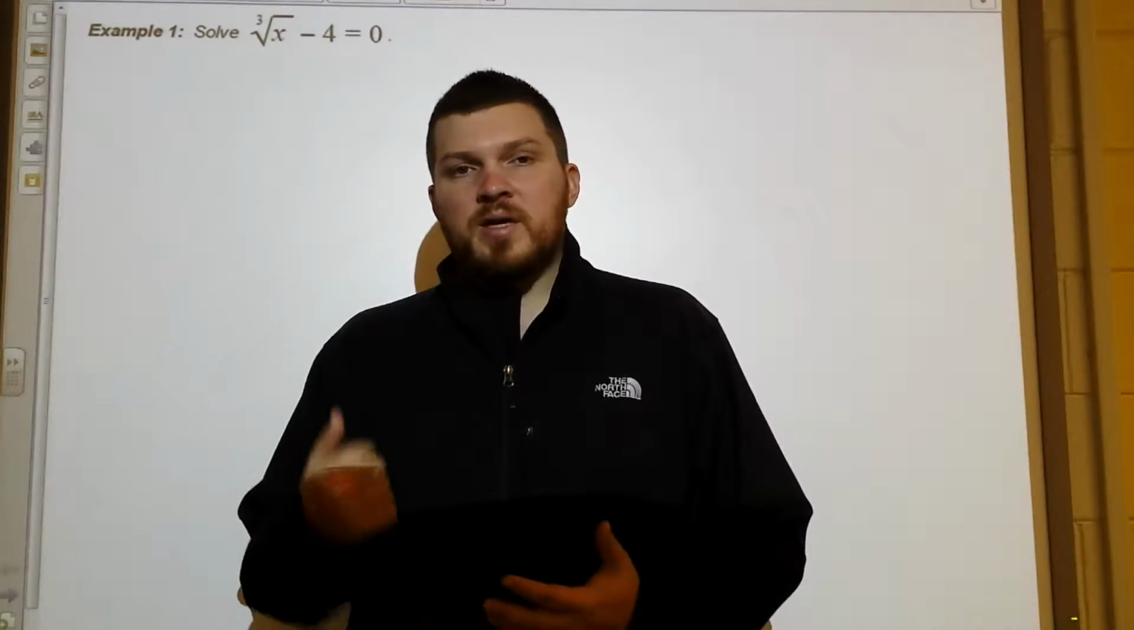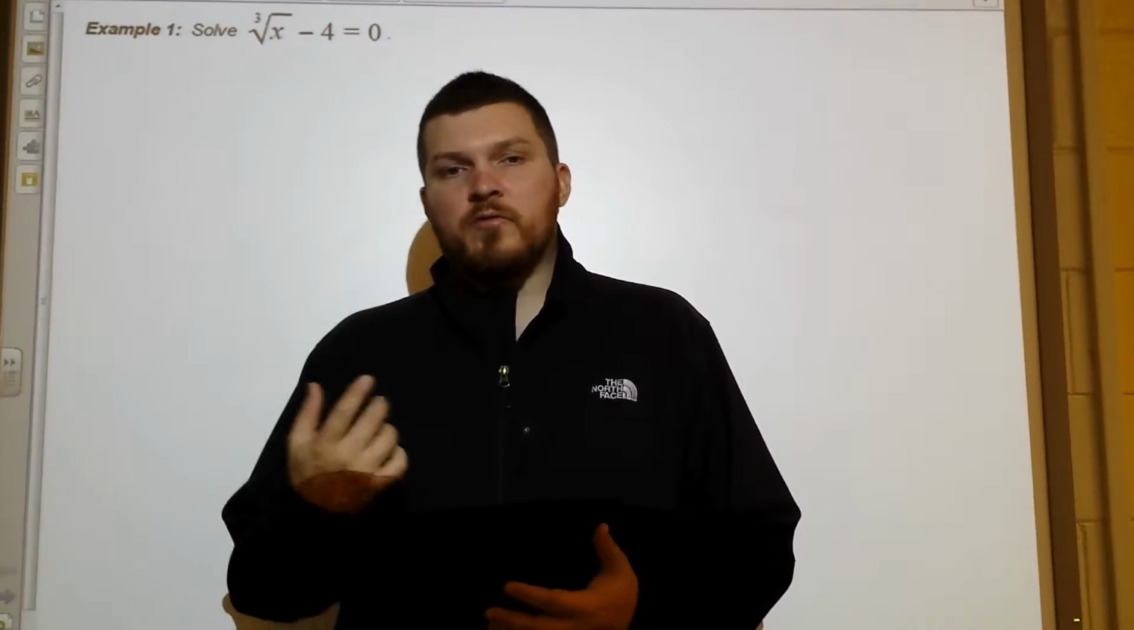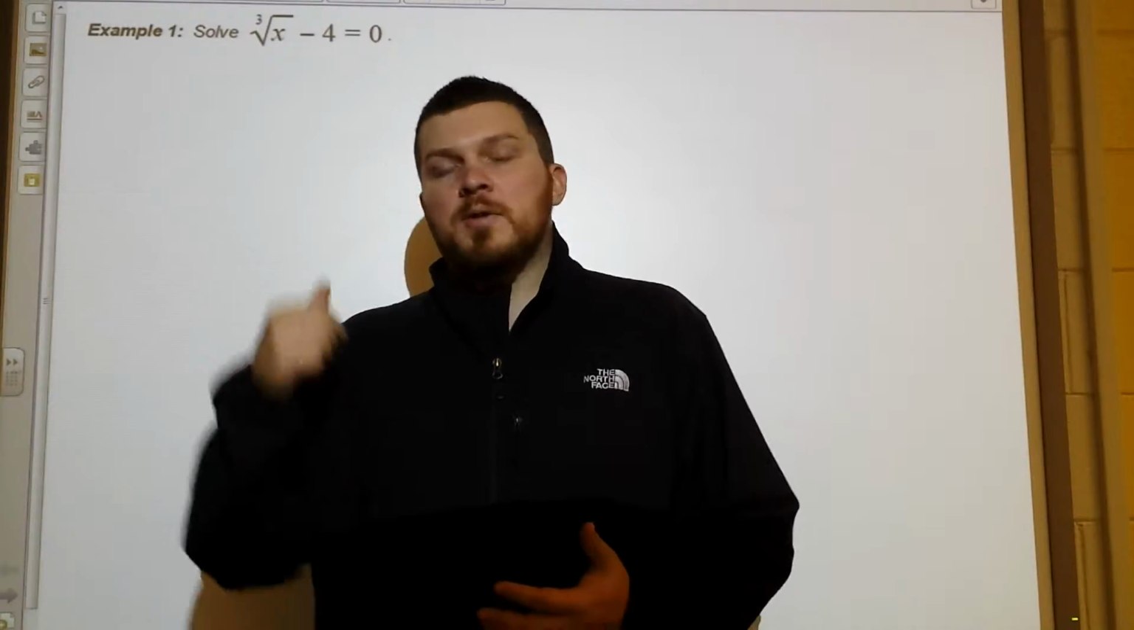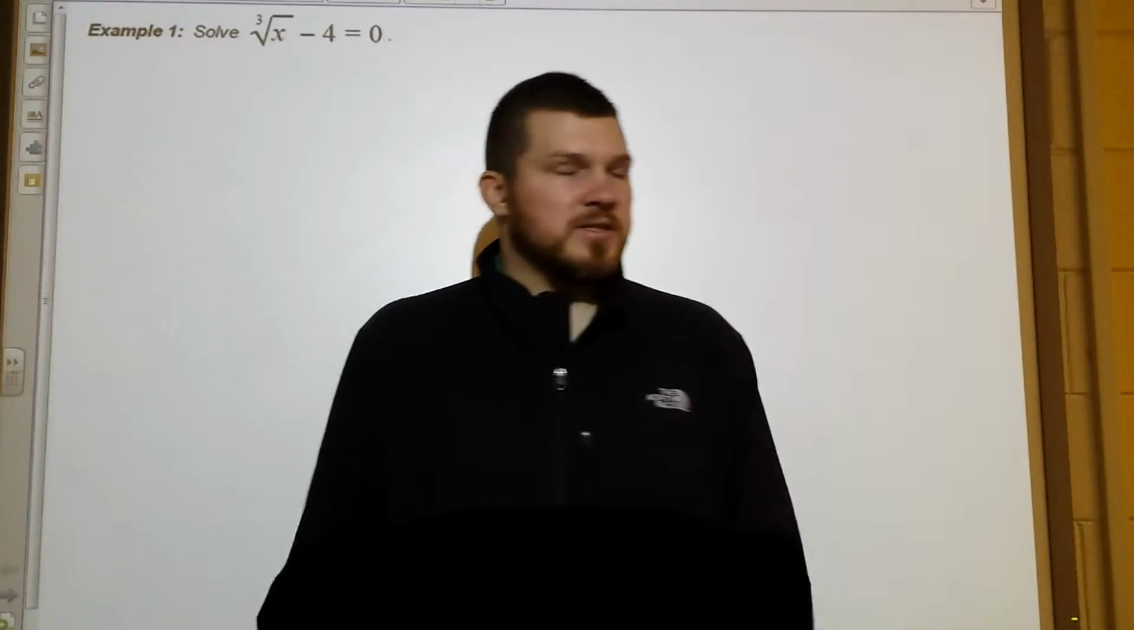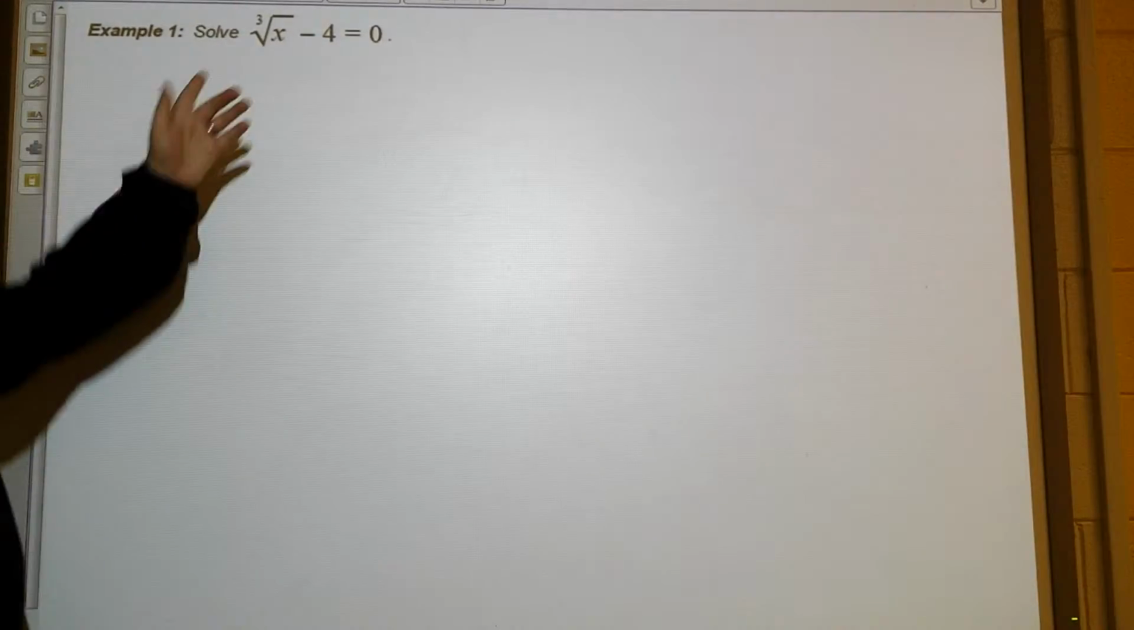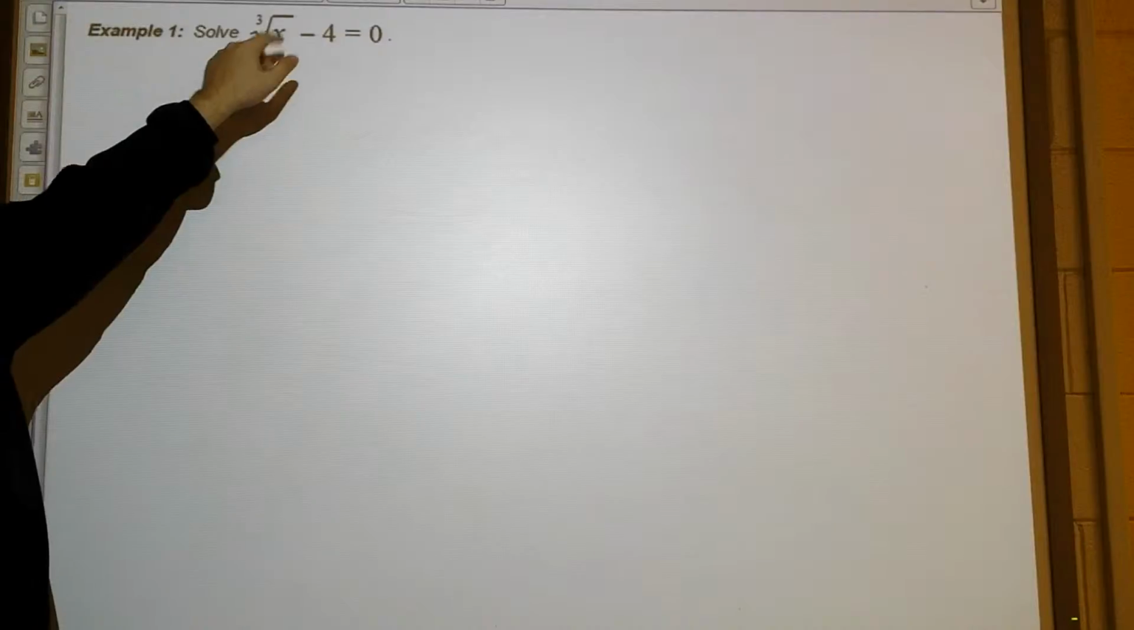As I've said before, a calculator is probably a little bit more efficient, and for a final exam that's probably the method you want to use, but you definitely want to know how to do this by hand also, because what if your calculator runs out of batteries? So let's get started. My first example is: solve the cube root of x minus 4 equals 0.